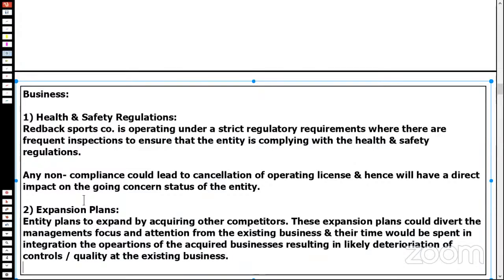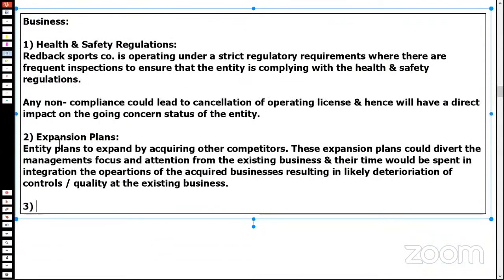Always remember, whenever you try to expand, you ultimately lose focus from the existing business. Why? Because your focus gets shifted to the new business, to settle the new business. Even as a single person, if you try to take up more things on your plate, at times you might go overboard, and when you go overboard, you lose focus from the existing business. So the expansion plans could ultimately lead to the existing business's performance being deteriorated, because your focus is going to be shifted from the existing businesses to the new businesses that you are going to be acquiring and expanding.